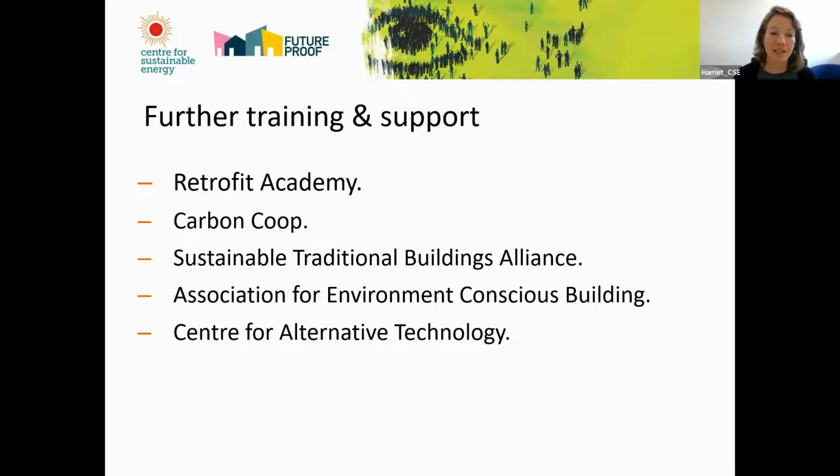The Sustainable Traditional Buildings Alliance, or STBA. So this is an alliance of organisations, and together they also offer lots of great training opportunities, particularly focused around working with traditional buildings, which is so important to make sure that the retrofit activities in those traditional buildings don't negatively impact on the building fabric. The Association of Environmentally Conscious Building, AECB, they run some great webinars and again, more in-depth training. And then the Centre for Alternative Technology, they run everything from webinars to short courses on lots of aspects of eco-refurbishment. So these are just some of the organisations to look to if you're thinking about further training.